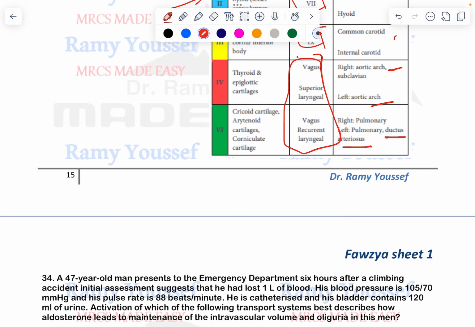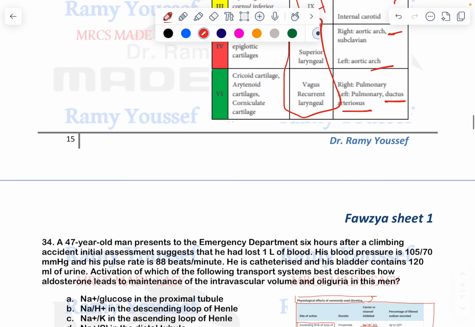A 47-year-old man presents to the emergency department 6 hours after climbing accidentally. Initial assessment suggests he has lost 1 liter of blood. His blood pressure is 105, with a pulse rate noted. He is catheterized and his urine contains 120 ml. Activation of which transport system best describes how aldosterone leads to maintenance of intravascular volume? So this is the renin, angiotensin, aldosterone system.